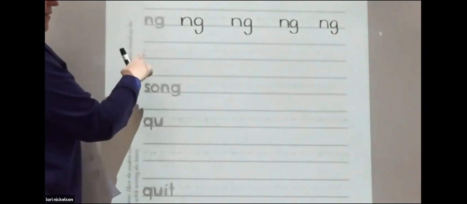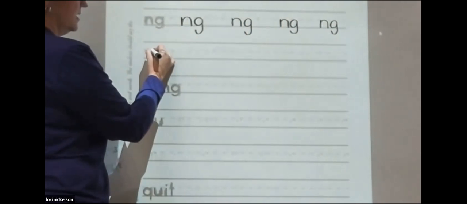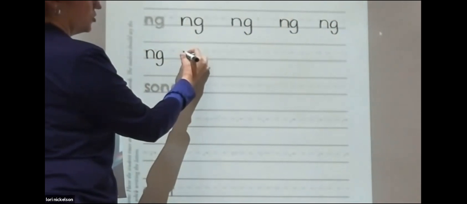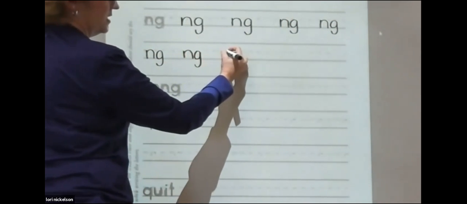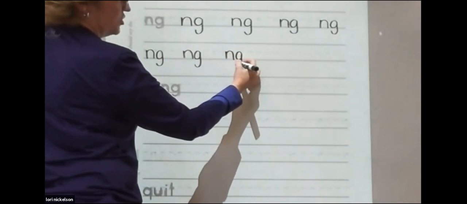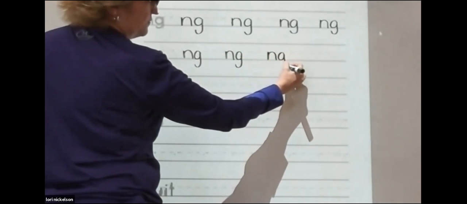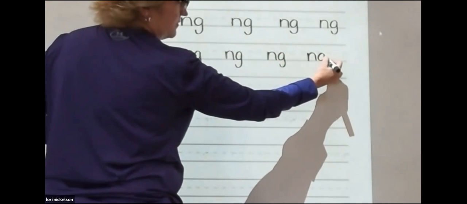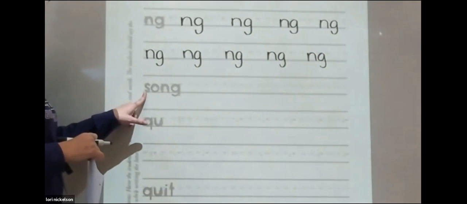Good. Now notice we have a row here of extra practice of writing NG. Short line down, hump, circle to the left, fish hook ending. Good job. Now notice we're at a word.